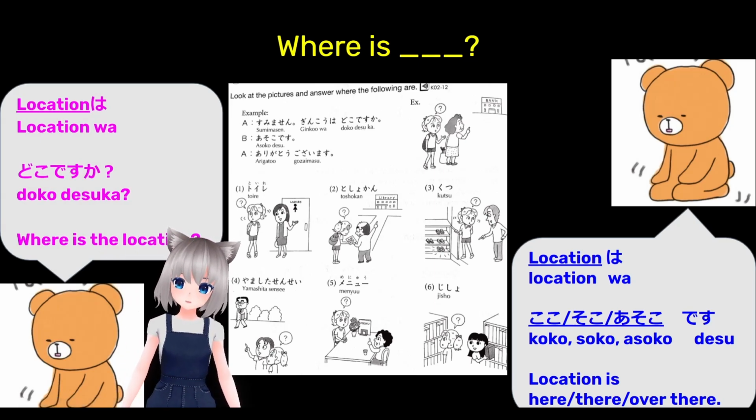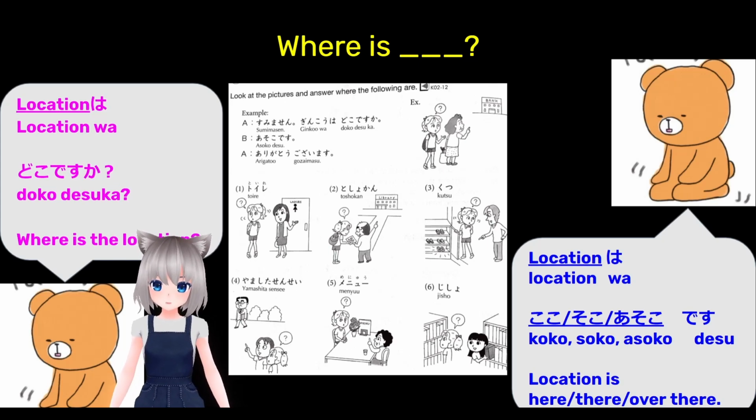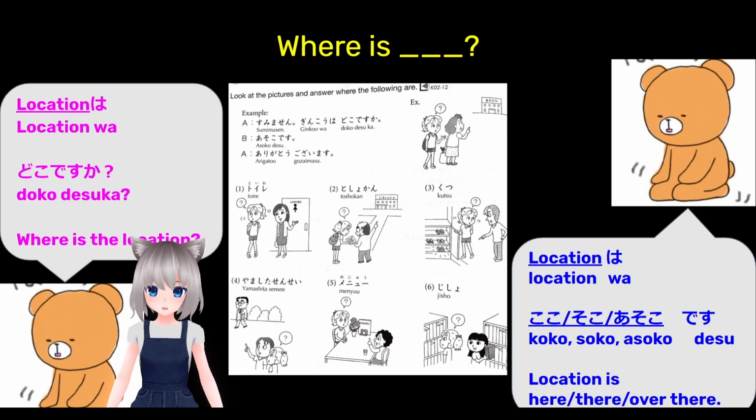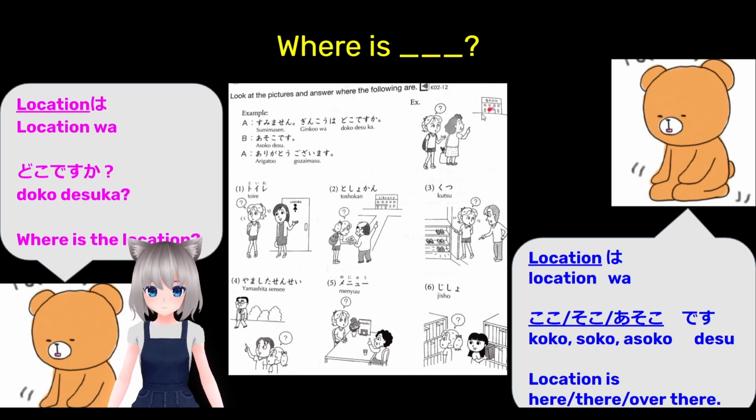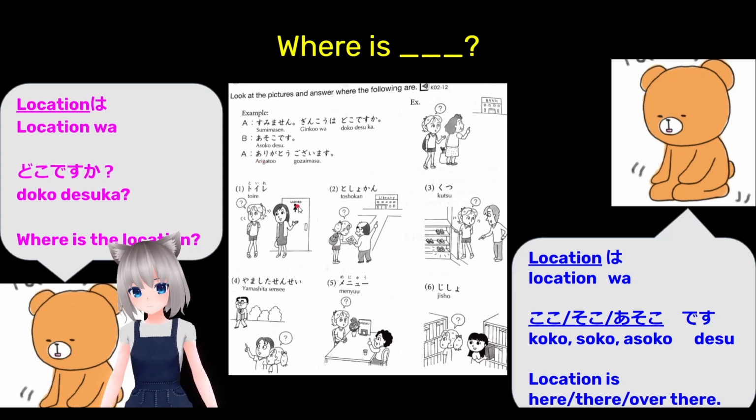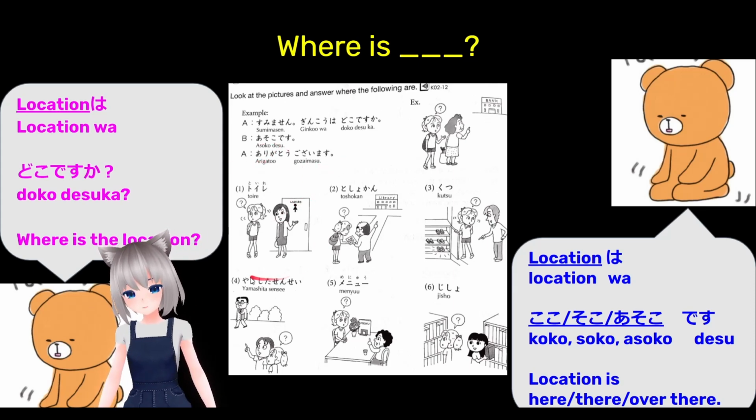I'll give you 2 seconds to answer. Firstly, I'll read the example sentence. すみません。銀行はどこですか? あそこです。So in the example sentence, Mary-san and this lady are standing away from 銀行, the bank, so using あそこ, over there. ありがとうございます。Okay, very important question number 1.